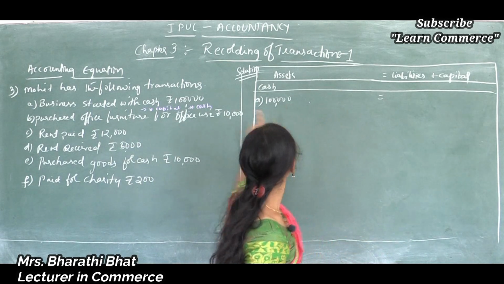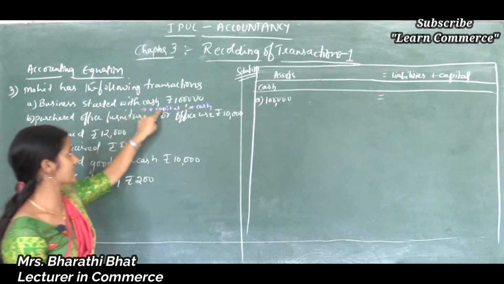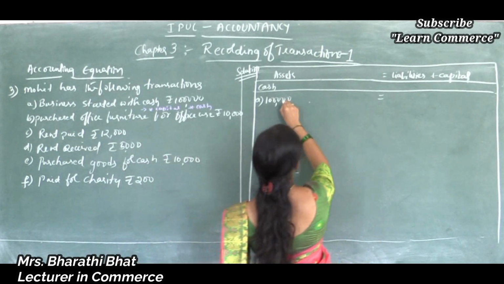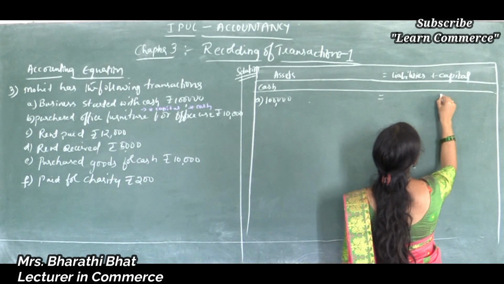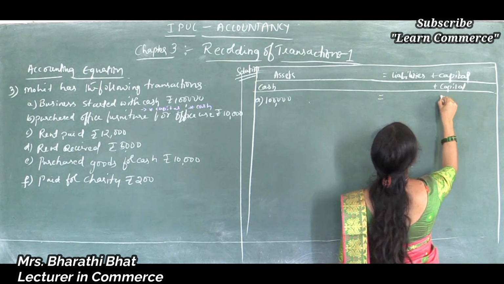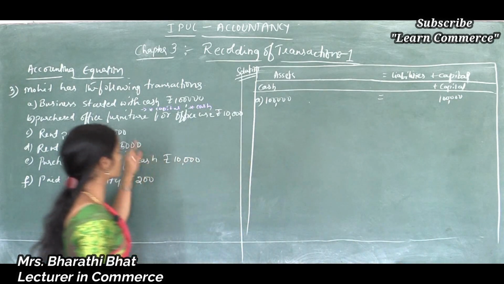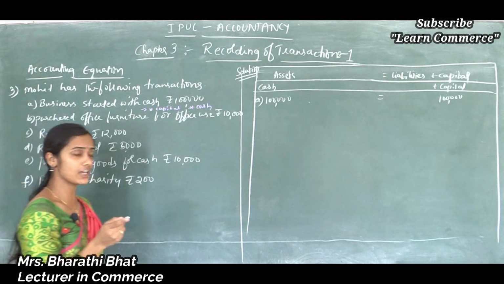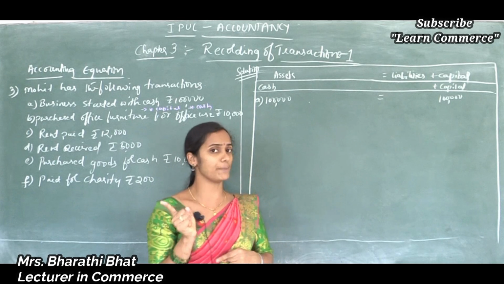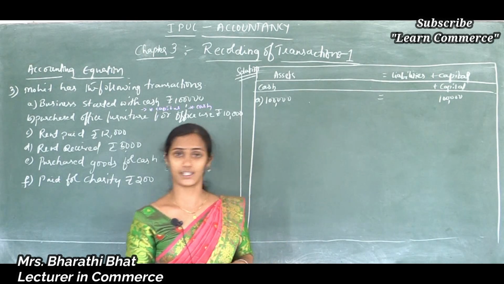So here one particular transaction affected two different accounts: one is capital, another one is cash. There is no effect on liabilities. So 1 lakh cash plus capital here. How much? 1 lakh. When he introduces cash, it directly affects capital also, meaning cash is increased and capital is also increased. Cash comes under the asset account, capital comes under the capital account.